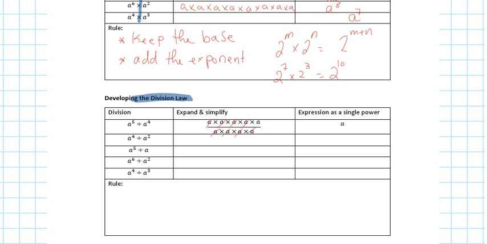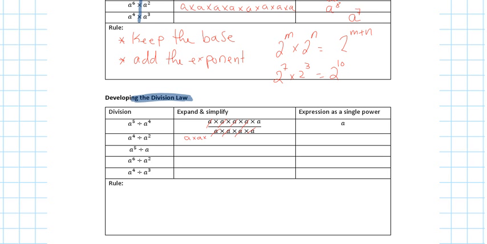Okay? Good. Let's write this in expanded format. So I have a times a times a times a divided by a times a. Cross an a out, cross another a out. I have no more things to cross out. So what do I have left? A squared, because a times a is a squared. How about the next one? A to the power of 4.